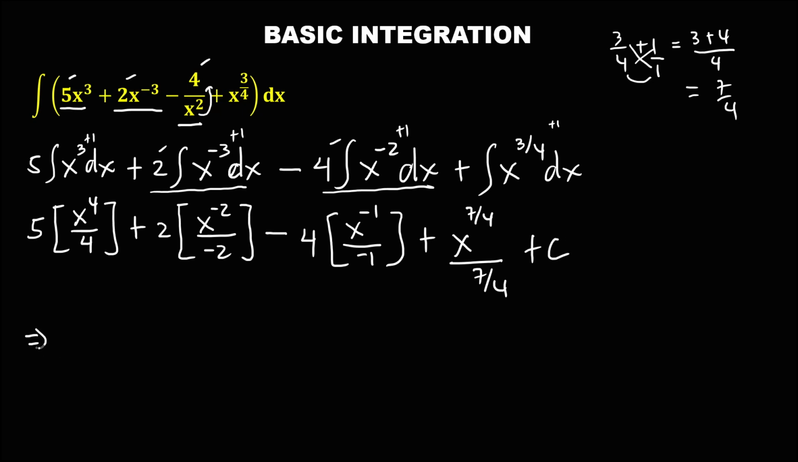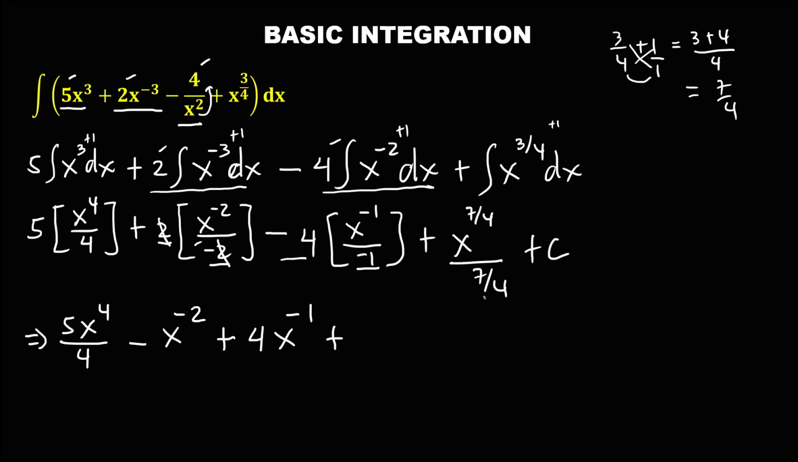Then to simplify, so this becomes 5x to the power 4 over 4. Then this positive 2 and negative 2, so cancel since this one is negative. So therefore, this becomes minus, then x to the power negative 2. Then this negative 4 and negative 1. So negative divided by negative, this is positive. Then 4x to the power negative 1.